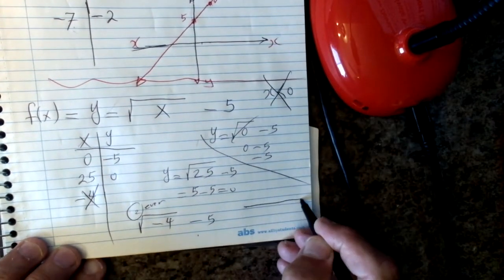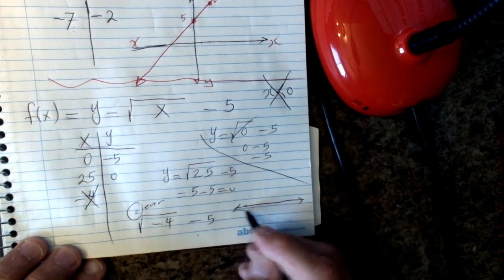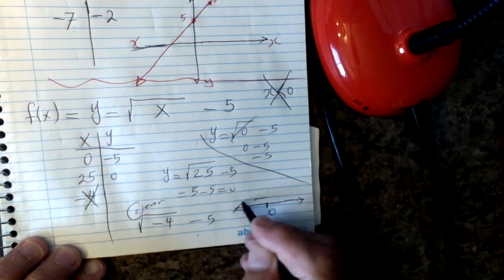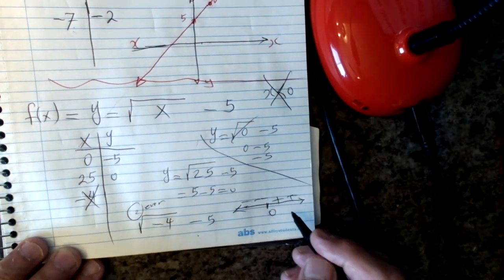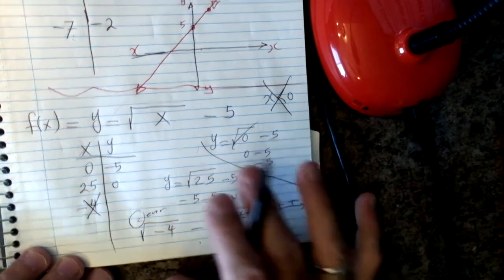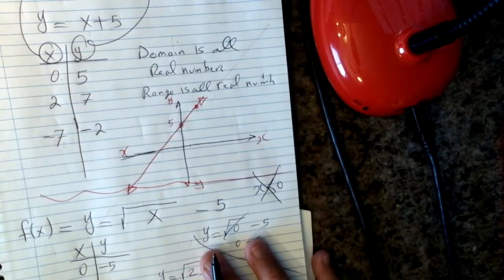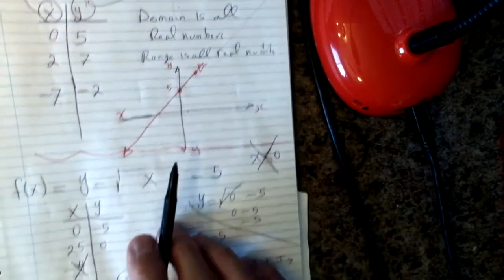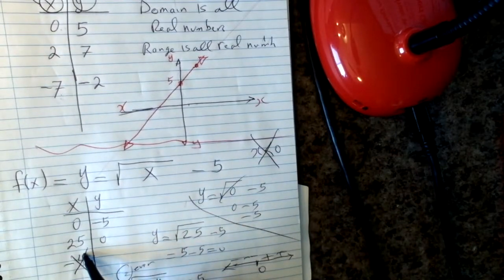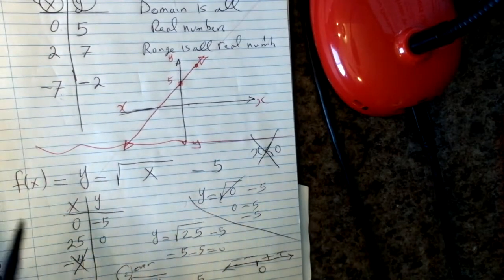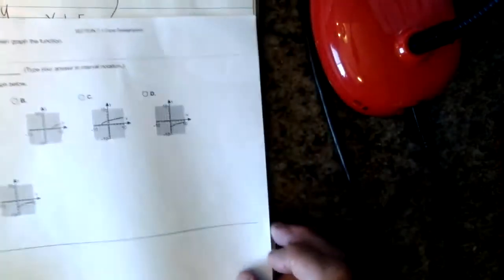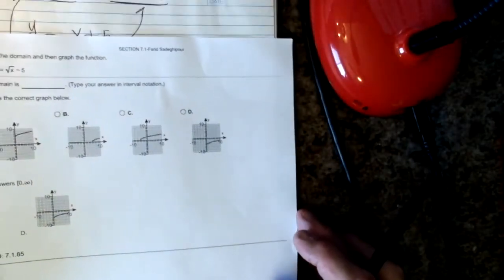On the number line, if this is 0 and all the negatives are here, you cannot have the negative numbers. So if that's the case, you just say the domain is all positive numbers, including 0, but not the negative ones. Now let's look at this one here. It said identify the domain.